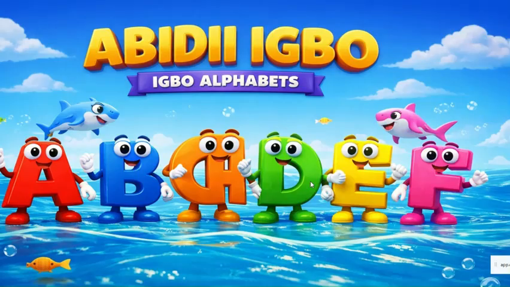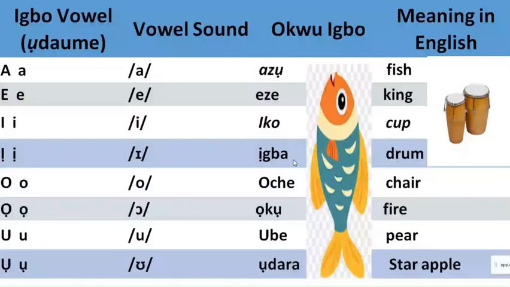Today, we are going to learn how to pronounce Igbo alphabet like a native speaker. The goal of today's class: by the end of the class, you should be able to hear, repeat, and correctly pronounce common Igbo alphabet sounds like a native speaker. Okay, let's start. Ka anyị bido. Open your ears, listen carefully, and repeat after me.